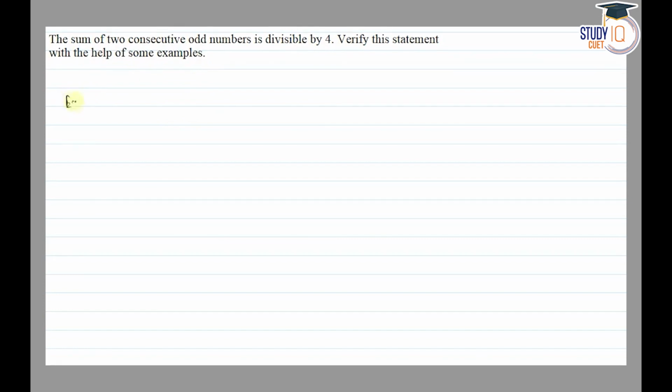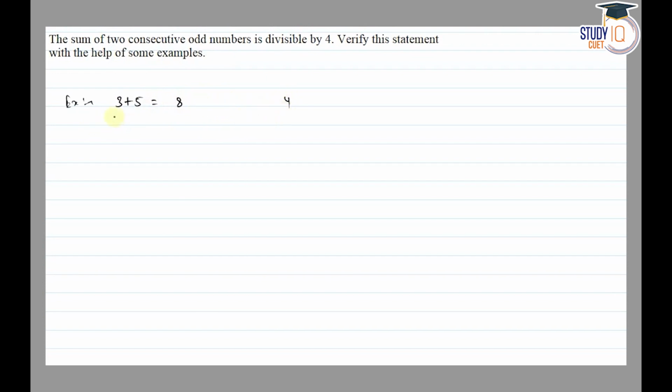Some examples लेते हैं कुछ. Sum of two consecutive odd numbers. So first लेते हैं 3, then next consecutive odd number हो जाएगा हमारा 5, then sum of. So 3 plus 5 is equal to 8 and which is divisible by 4.